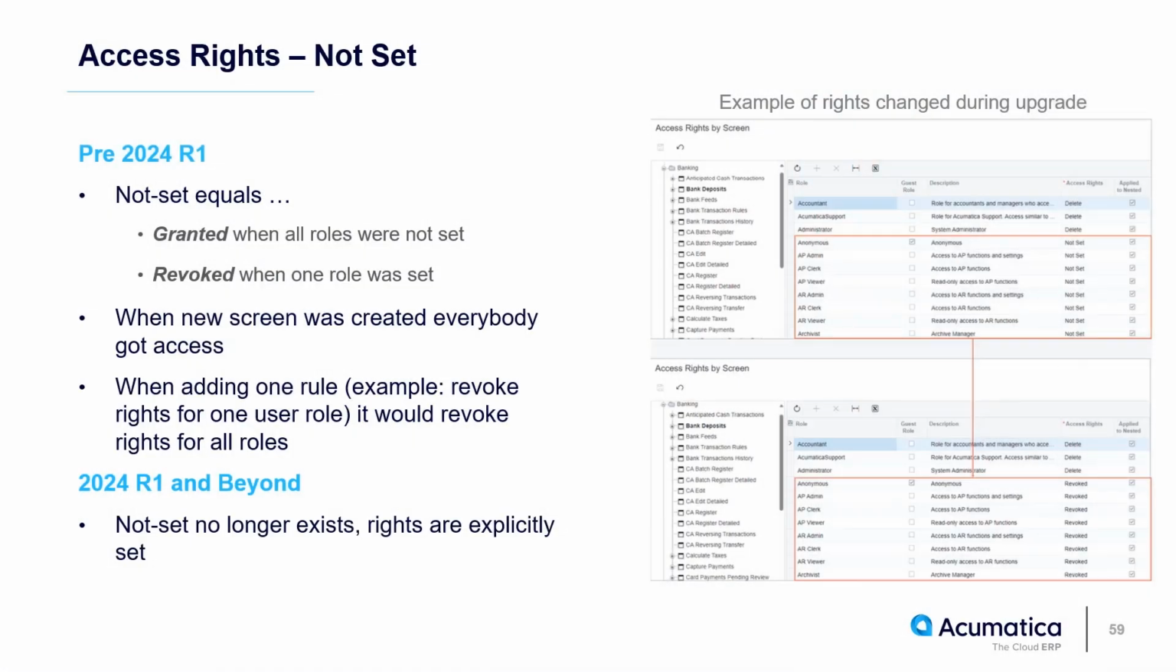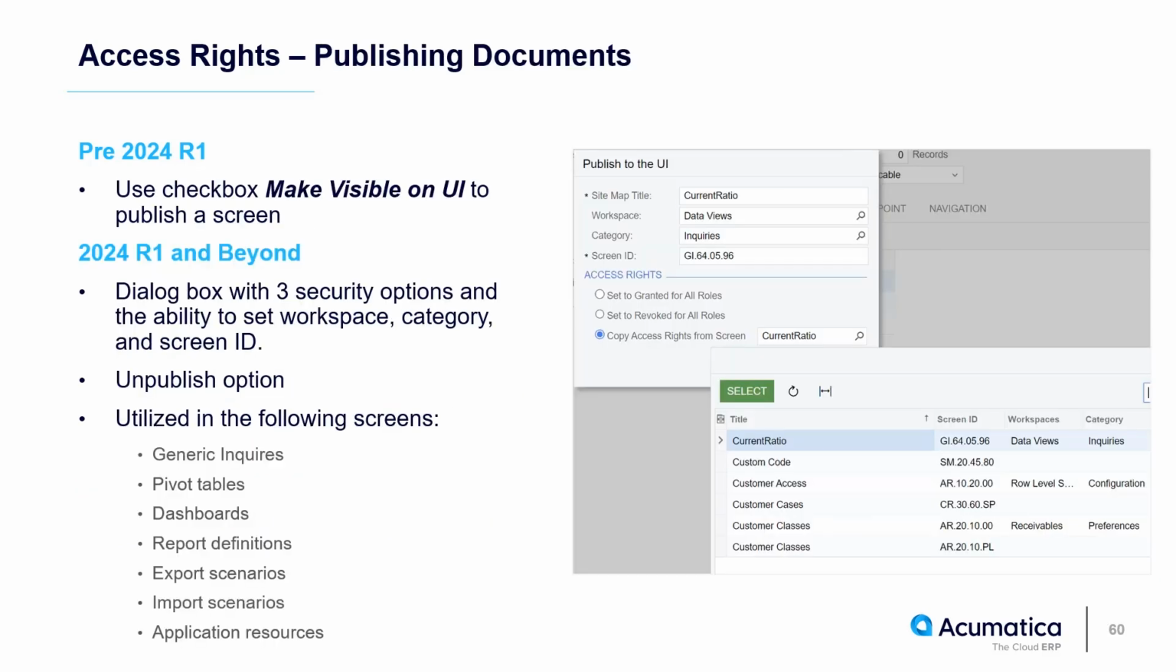Community members requested that we improve the way we manage access rights. Currently, when all rights are not set, everybody gets access. This was the default behavior when you created new screens. The challenge was when an administrator assigned rights, such as revoked, to one user role, then all other roles remained not set but could no longer see the screen.